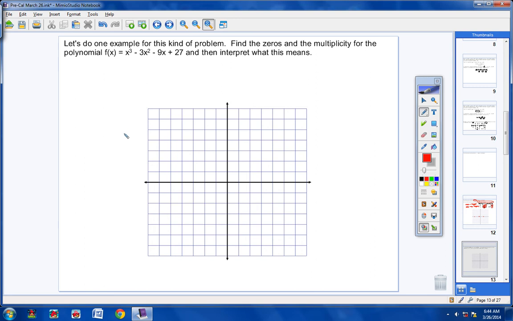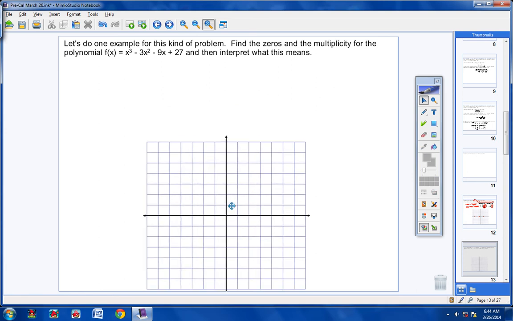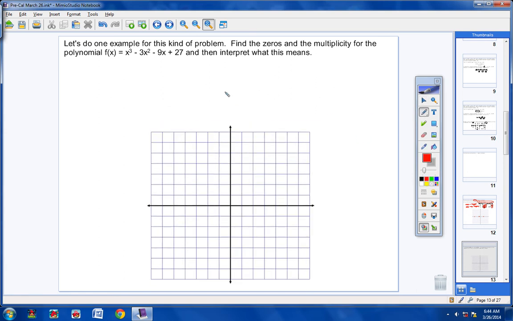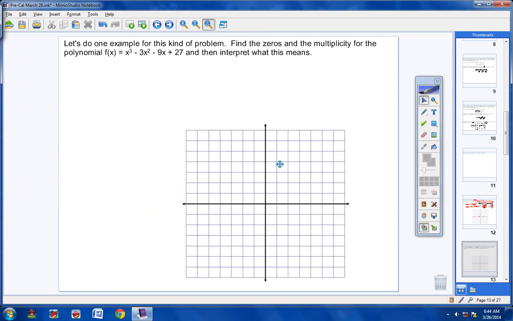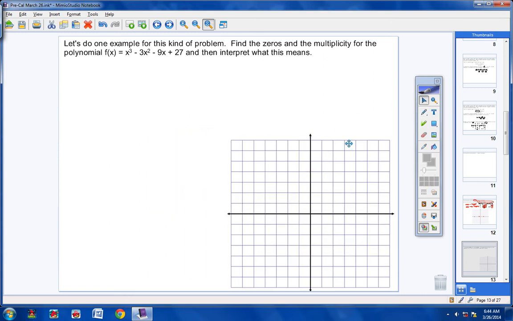I want you to find the zeros and the multiplicity for the polynomial and then interpret what this means. So let's do this together, or you can work ahead if you want to. If I asked you to find the zeros, I'm going to move this over a little bit. If I asked you to find the zeros of this function, you would put 0 in for f of x right here, and you would factor this.